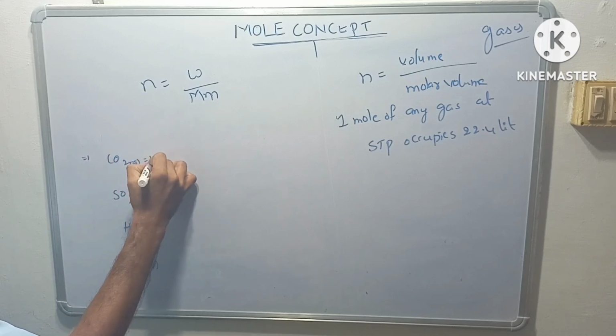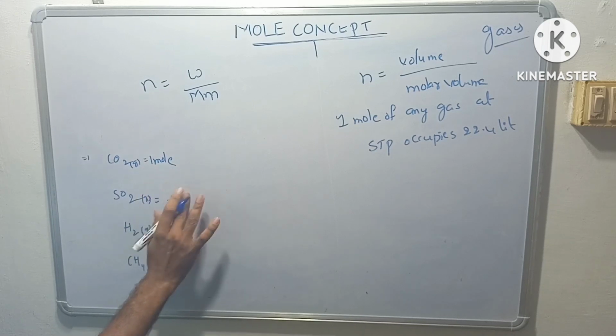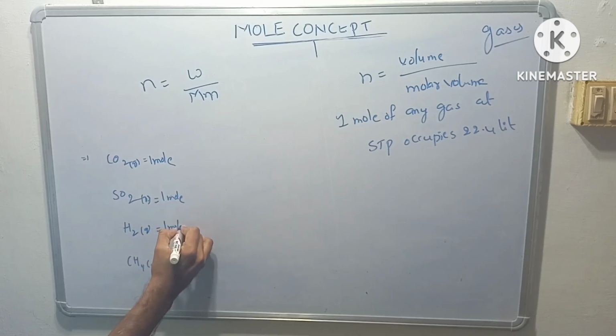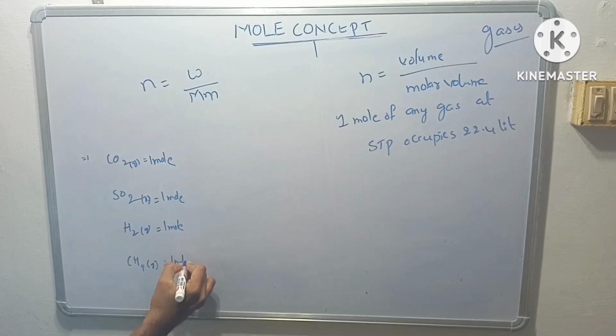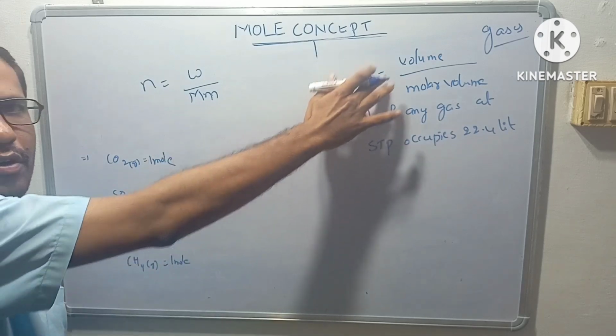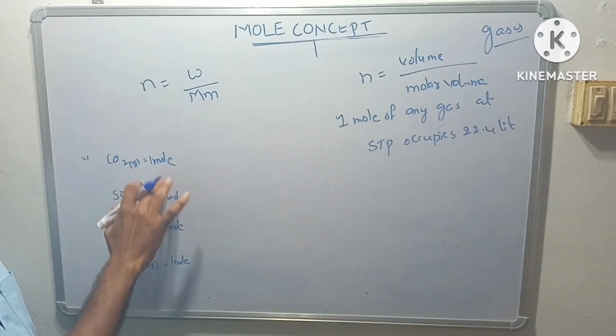Suppose all these are 1 mole. CO2 is 1 mole. Assume that SO2 is 1 mole. I have taken 1 mole of hydrogen gas. So this is the formula for mass and molar mass. This is the formula for volume and molar volume, right? I have taken 1 mole.